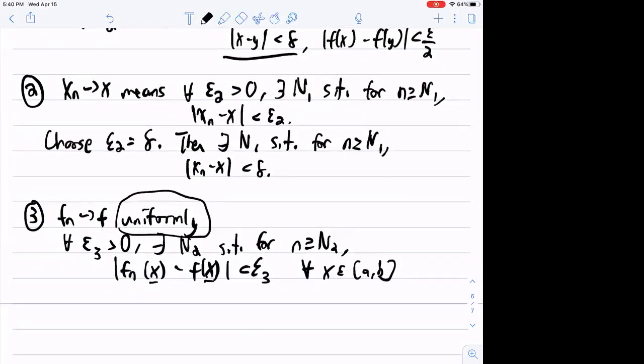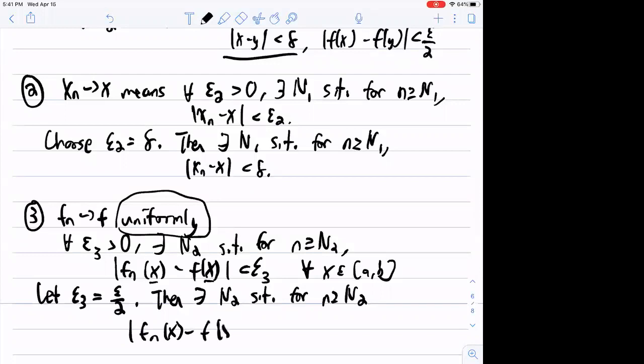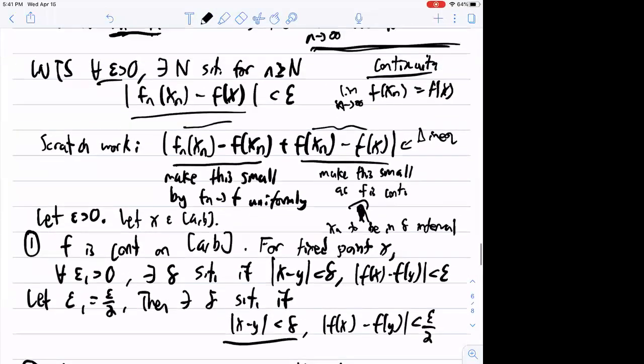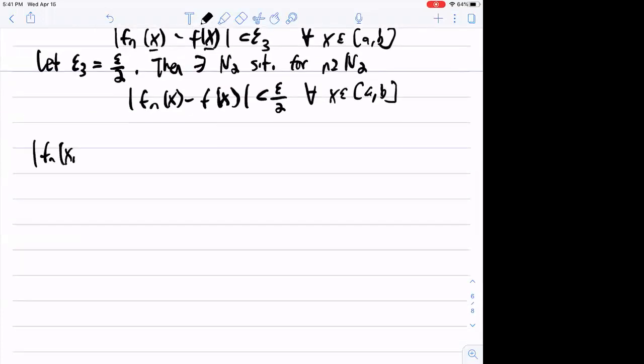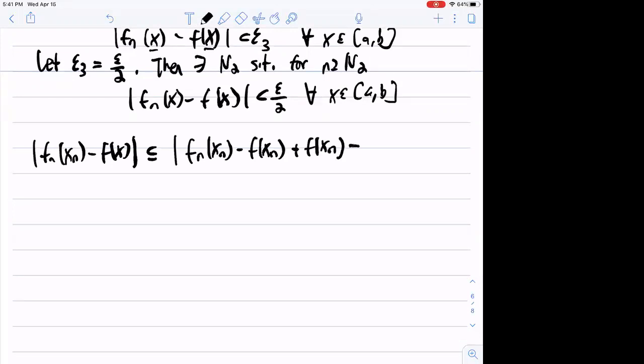So here we're going to let epsilon 3 be our second epsilon over 2. Then there exists n2 such that for n bigger than or equal to n2, fn of x minus f of x is less than epsilon over 2 for all x in AB. Okay, so now we're done. So let's bound stuff now, right? So we have fn of xn minus f of x. Again, we add the term: fn of xn minus f of xn plus f of xn minus f of x. And then triangle inequality.